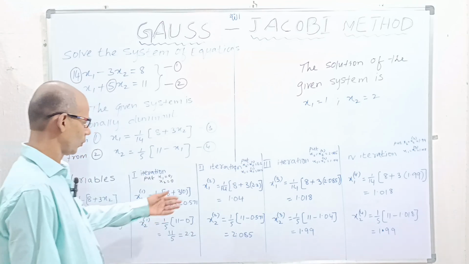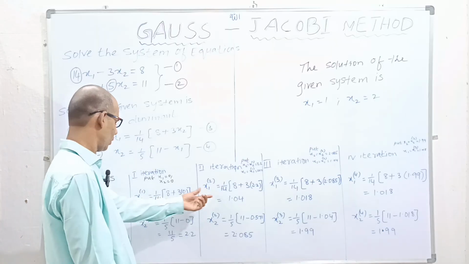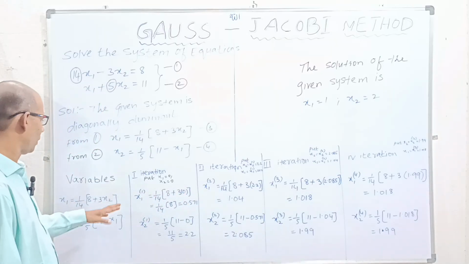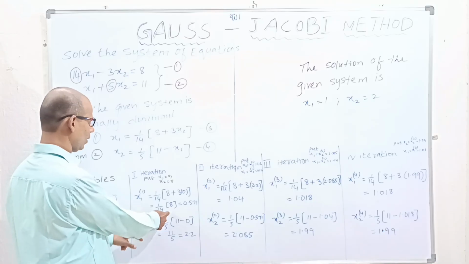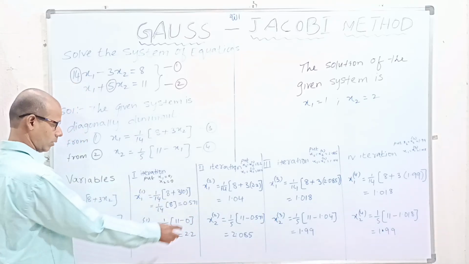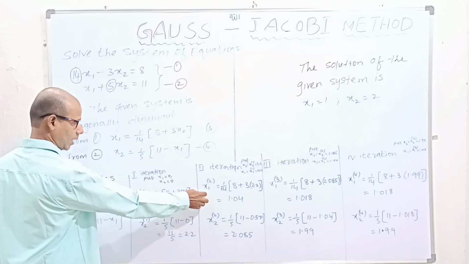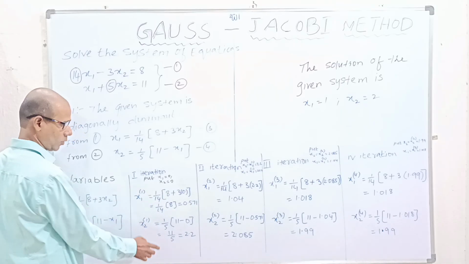So now we have to go for the second iteration. In the second iteration, we will use the same equation only, but instead of x1 and x2, we will substitute the values of the first iteration. Since we are doing the second iteration, we have to take the values of x1, x2 from the first iteration.